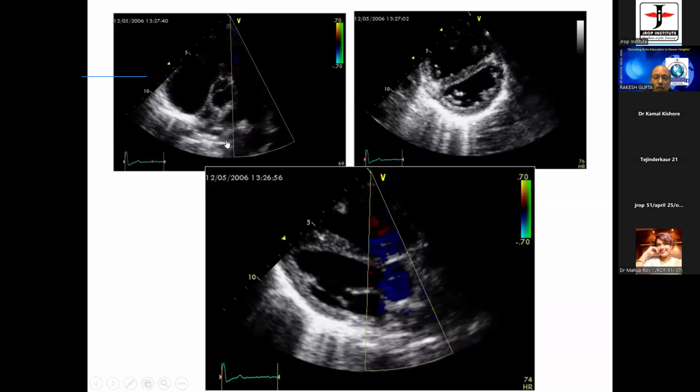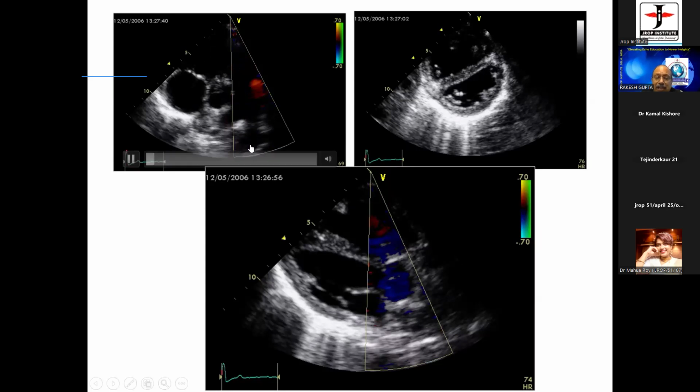There's no reversal of flow. Why is there no reversal of flow? Because LV pressure has to be more than RV pressure. Now RV pressure is more than LV pressure, so we cannot see a reversal of flow in this picture, and that is a good example that every systolic contraction is showing up.